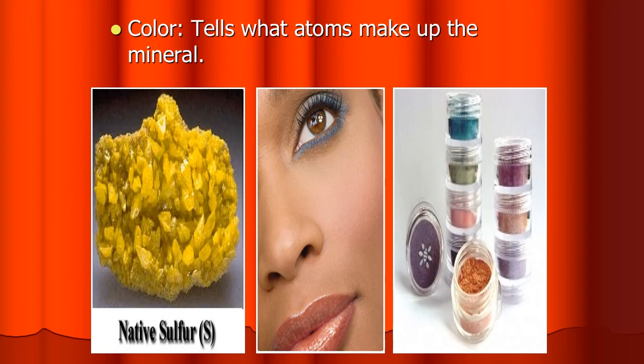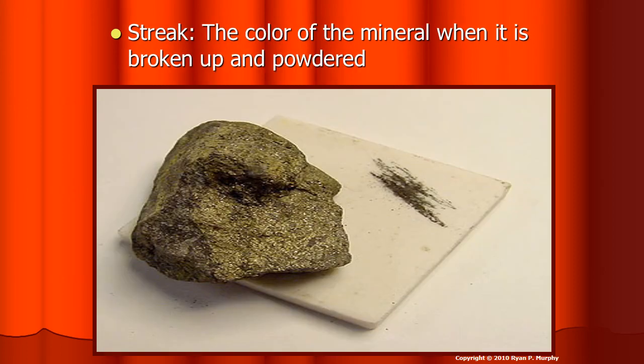And the way that we figure this out is by who can scratch who. Our next one is color. Color tells us what atoms make up the mineral. We have streak, which is the one we talked about before. This is the color of the mineral when it is broken up and powdered. But what that means, usually the way that we do that is by rubbing it on some tile or something to get a little bit of the powder to rub off there so that we can see what color it is.